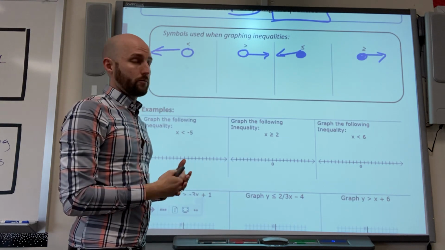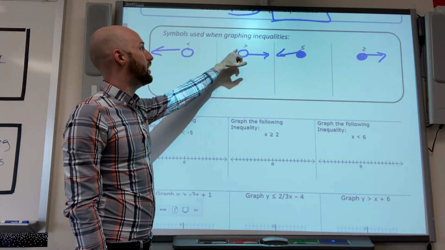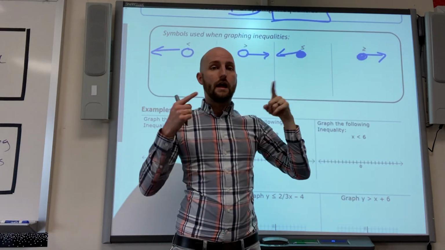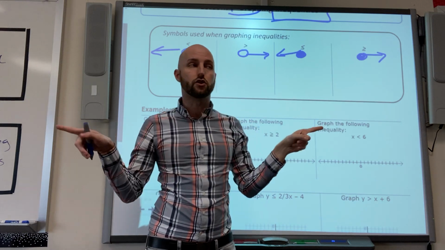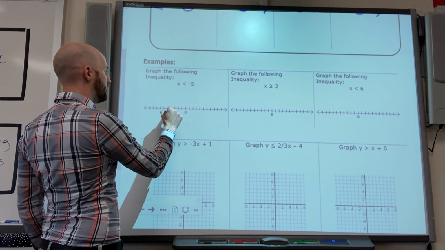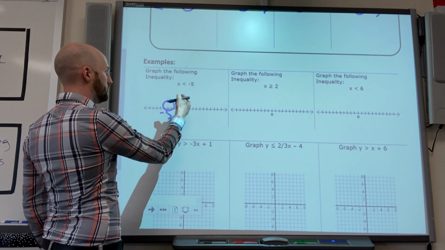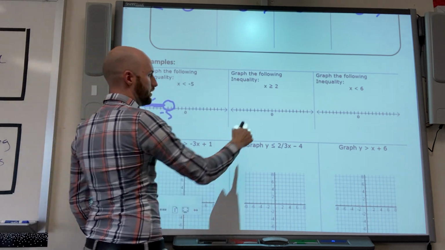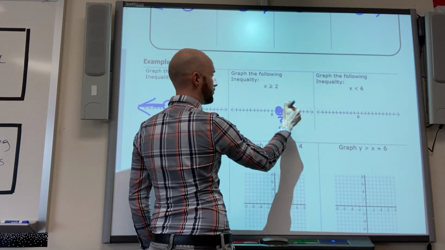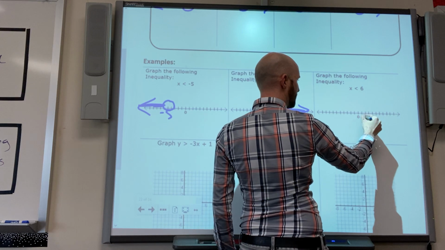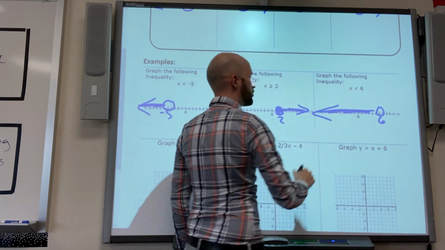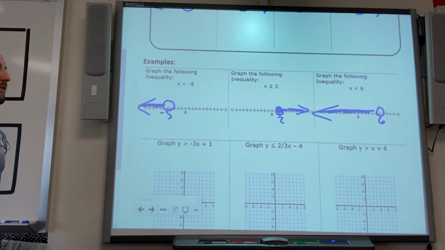So para recordar eso, okay, so I want you to remember that when it did not have the line under it, it was open circle. When it did have the line under it, it was closed circle, and the arrow would point to the direction of the shading. So here, -5 would be 1, 2, 3, 4, 5, is open circle, shade to the left. +2, solid, shade to the right. +6, 1, 2, 3, 4, 5, 6, open circle, shade to the left. Eso era recordando cómo hacer eso.